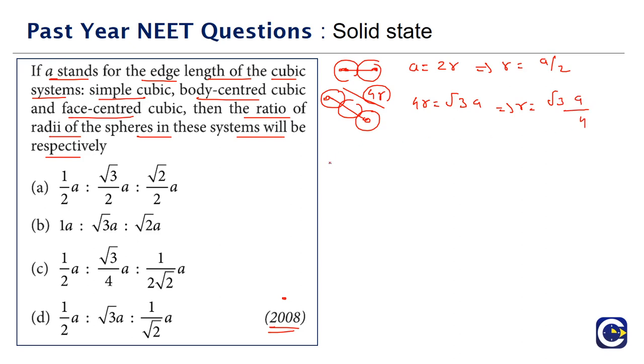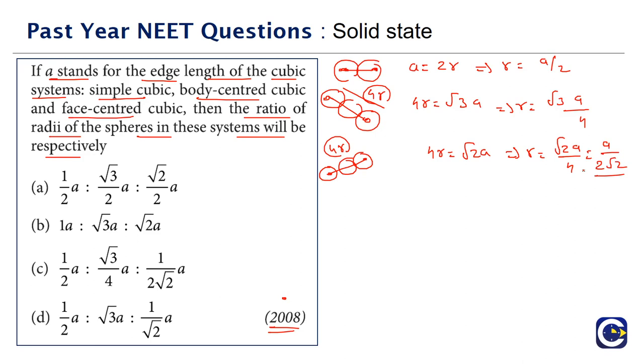Face centered means along the face diagonal, the corner atom and face center atoms will be touching. Means the total length is 4R. So here 4R will be equal to the face diagonal value, root 2 A. Means R will be equal to root 2 A by 4, which is A by 2 root 2, if we cancel the root 2.